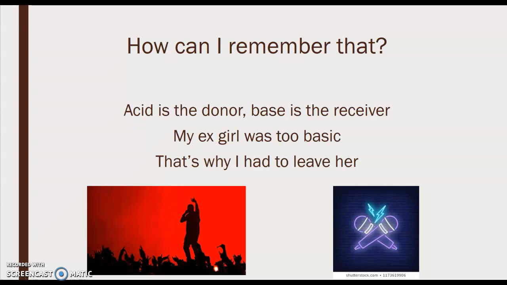Okay, a few years ago, a student of mine helped me come up with a tricky way to help you remember this. I'm going to sing this, but I'll make it quick. It goes, acid is the donor, base is the receiver. My ex-girl was too basic, that's why I had to leave her. So if you ever need a way to remember that, you can remember my little song there.